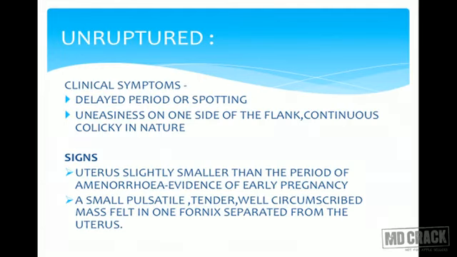How will unruptured ectopic present? The symptoms will not be that shocking. Usually she'll give history of delayed period, maybe some spotting, uneasiness on one side or on the flank, and continuous colicky pain. Signs: the uterus is slightly smaller than the period of amenorrhea because it's not growing inside the uterus. A small pulsatile, tender, well circumscribed mass will be felt in one fornix which is separate from the uterus. So this is a pregnancy which is growing in some other site than the uterus, but yet the site is not ruptured.